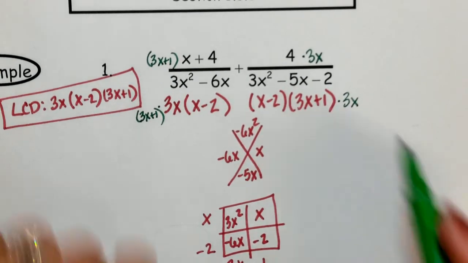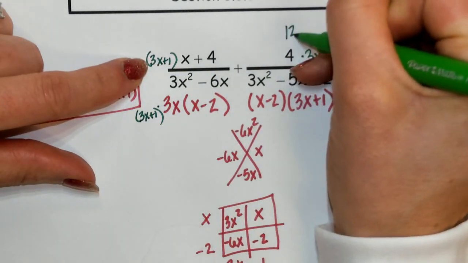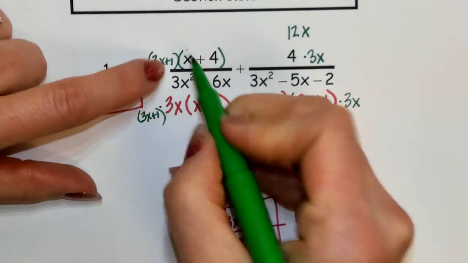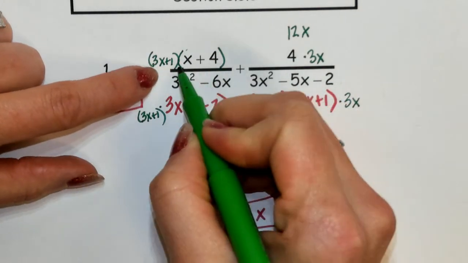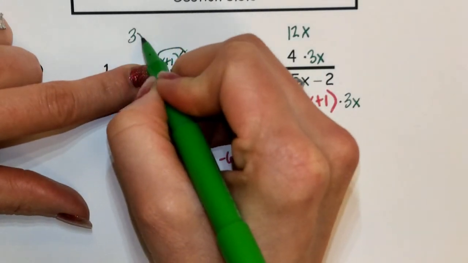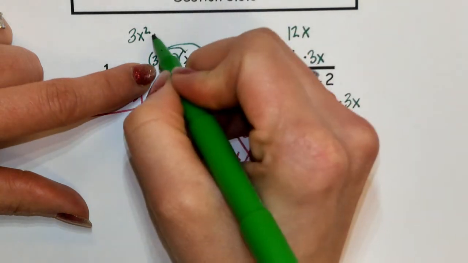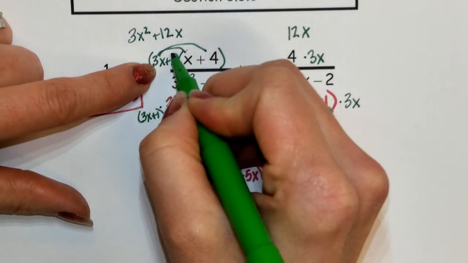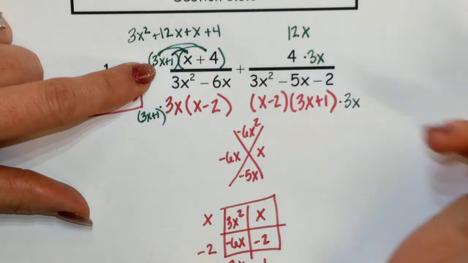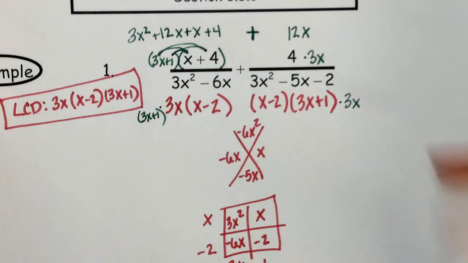So now you need to simplify the top. Well, this becomes 12x. That one's the easier one. This one you need to FOIL. Okay, first, outside, inside, last. Or distribute. You can distribute too. It's the same principle. So this is 3x squared plus 12x. And then I distribute the 1, so plus x plus 4. And there is my plus sign.